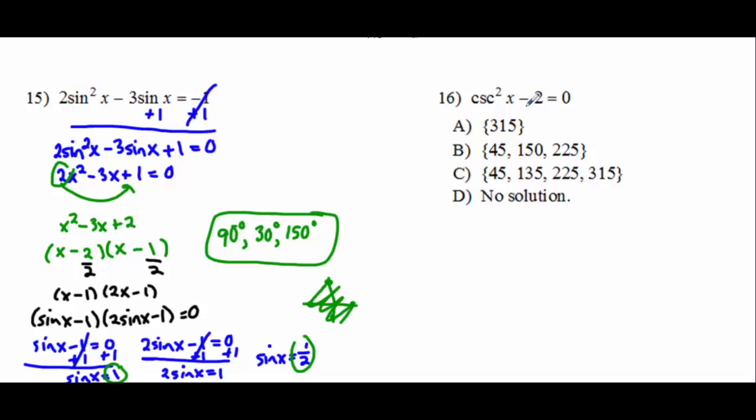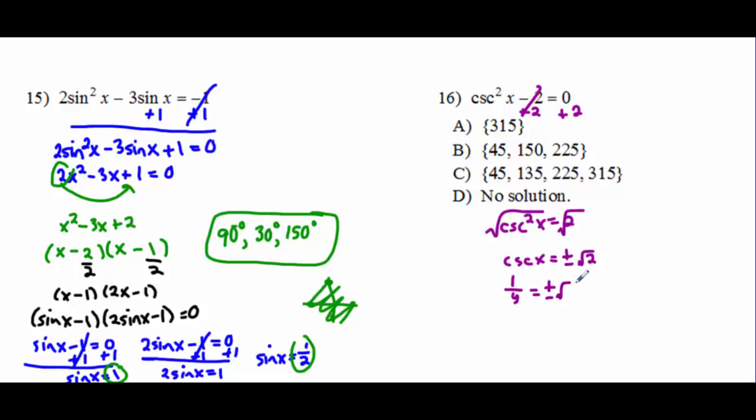Last of our equations, this doesn't have a regular cosecant x, so I don't need to factor. I just need to add 2 to both sides, so that I get cosecant squared x equals 2. I'm going to square root both sides. I get cosecant x equals positive and negative square root of 2. Now the issue with this is cosecant is 1 over y.